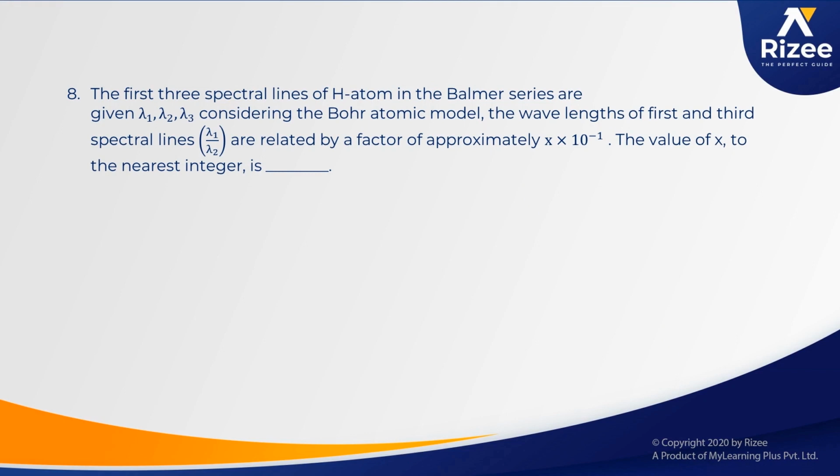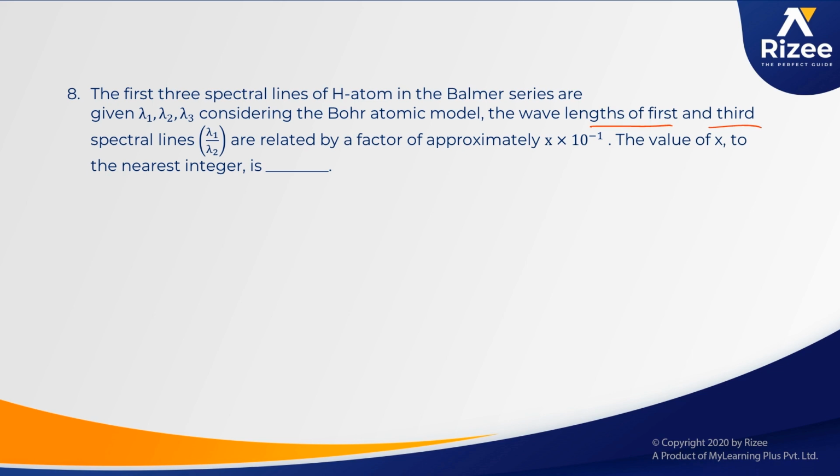Next one. The first 3 spectral lines of the hydrogen atom in the Balmer series are given by lambda 1, lambda 2, lambda 3. Considering Bohr's atomic model, the wavelengths of the first and third spectral lines are related by the factor. He is asking about the spectral lines in the Balmer series. So which spectral lines is he asking? The first spectral line and the third spectral line. So what do you mean by the first spectral line here?